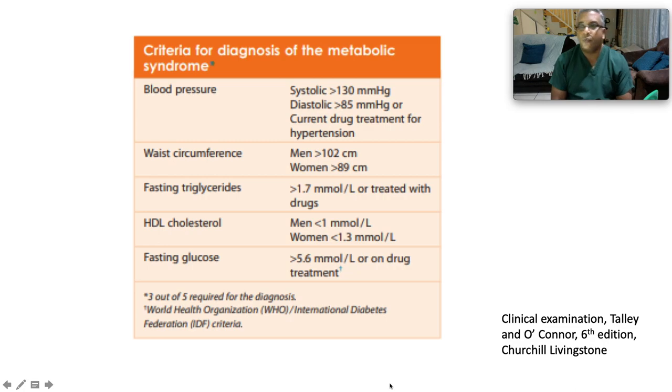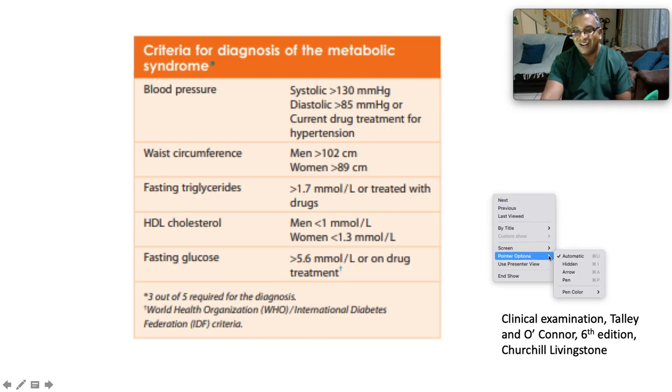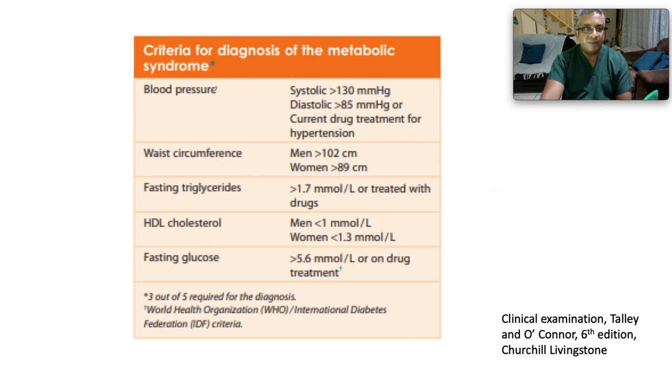Okay, guys, we have to speak about the metabolic syndrome. It is a problem plaguing society today as we know it, right? So we require 3 out of 5 for the diagnosis as per the World Health Organization and the International Diabetes Federation criteria. Let's look at this nicely. So blood pressure, the diagnostic criteria is systolic above 130 mmHg, with a diastolic above 85 mmHg, or the patient's currently on treatment for hypertension, right?